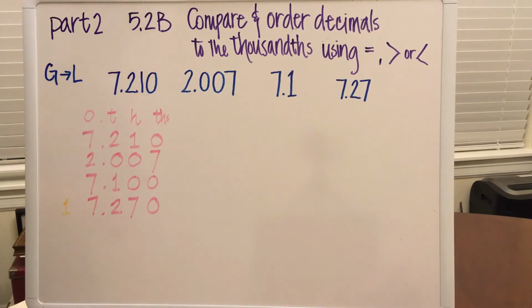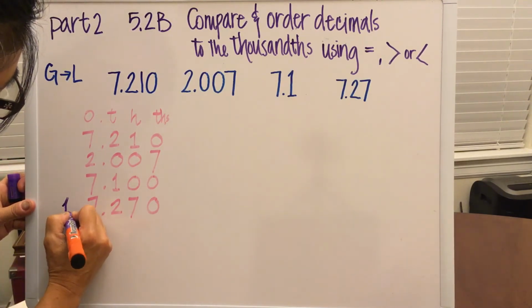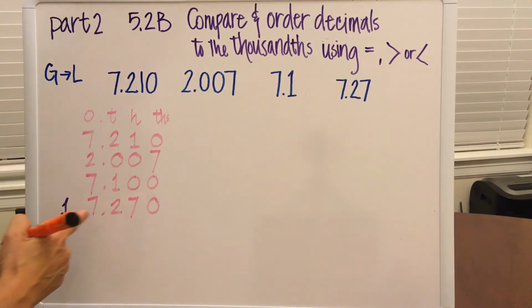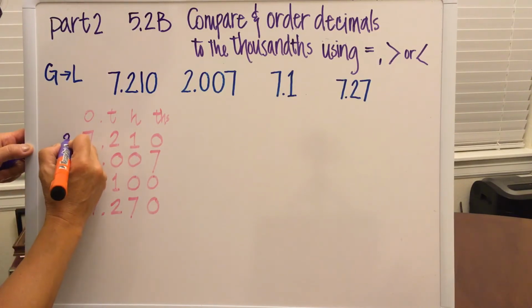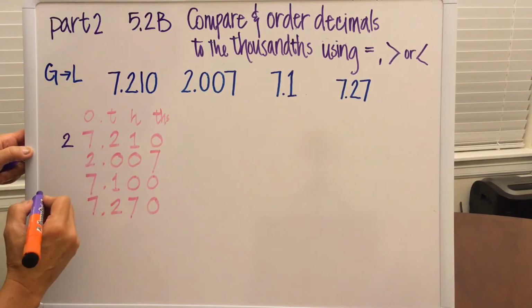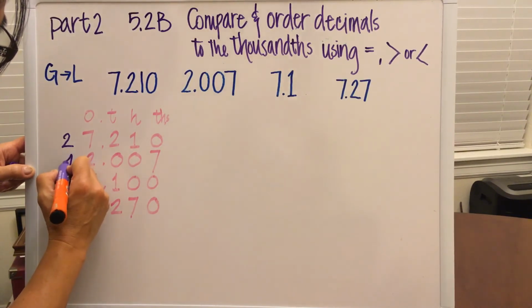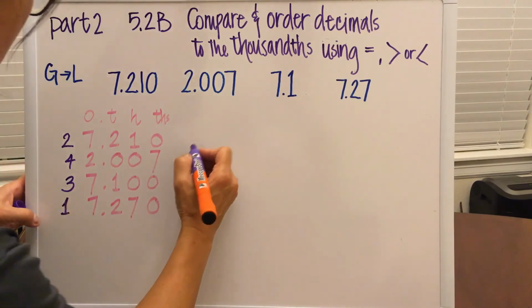Ooh, the orange didn't come out quite well, so let's go to purple. Okay, so then that means the second largest is going to be the 210. And then this is going to be the third largest, and finally the fourth. Now, that means I can write it in this sense.